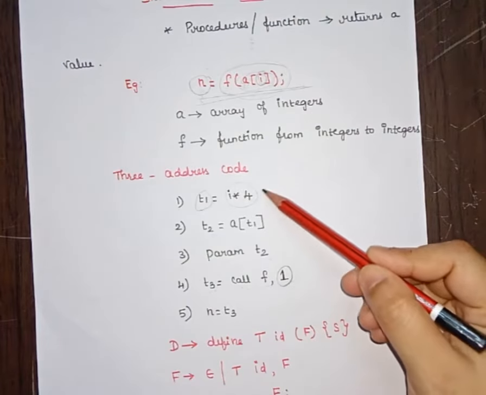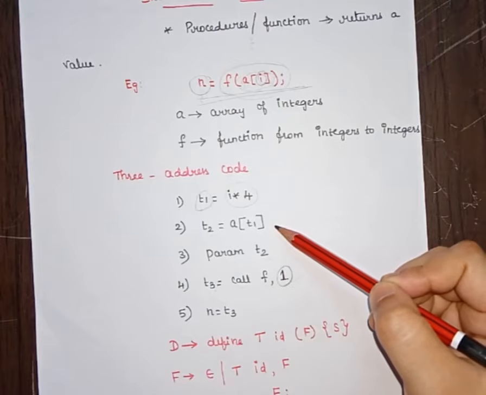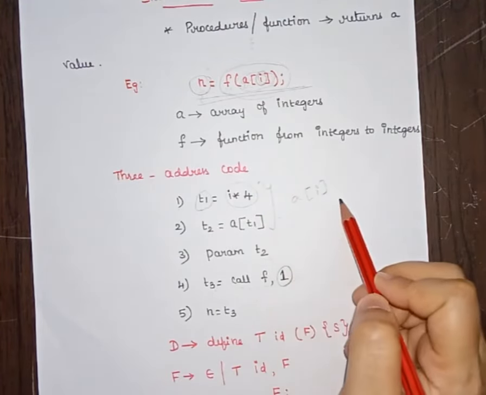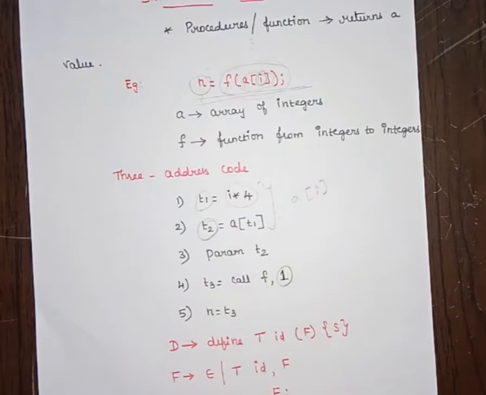So these first 2 lines actually compute the value of the expression A of I. Okay, so these statements are used to compute the value of expression A of I, and then this will be stored into the temporary variable t2.